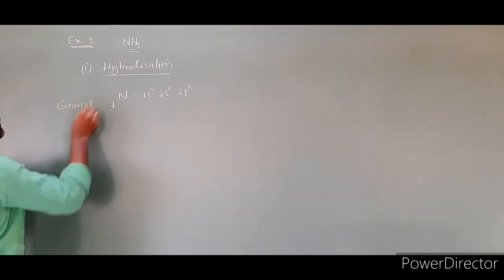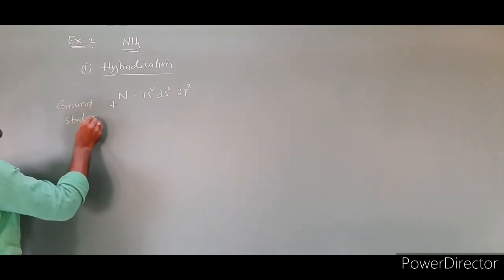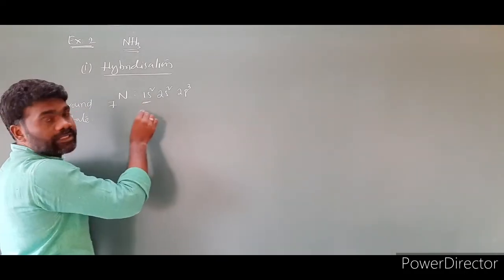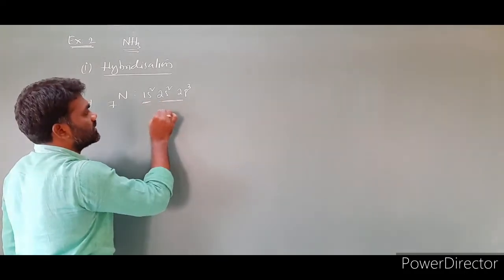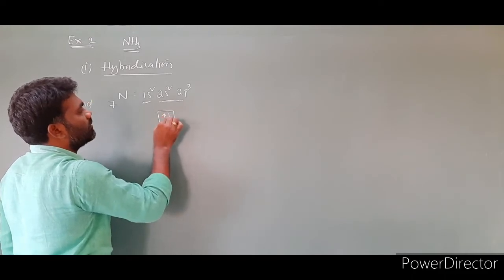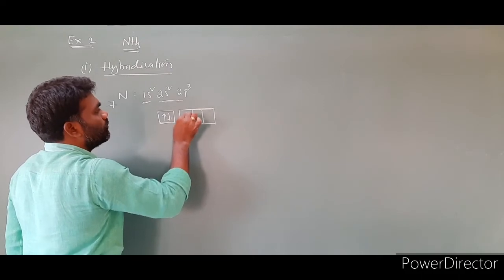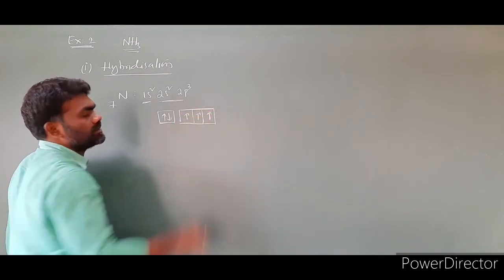Ground state electronic configuration. Right after this is the first energy level, and these are the second energy level, the valence shell. So take the orbital diagram for them: 1, 2, 1, 2, 3 electrons are there.